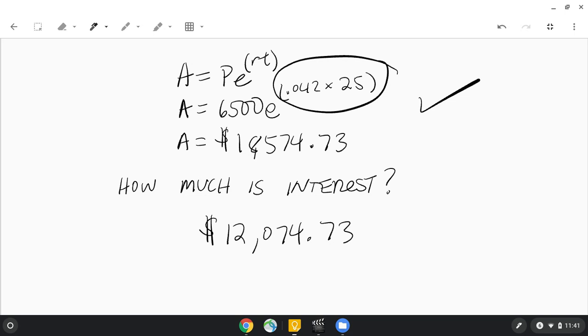But sometimes we want to know, okay, if I have $6,500 and I want to end up with, let's say, $25,000 at the end of a certain amount of time, how long would you need to let your money sit there in order to turn it into $25,000? So here we were solving for A, but there might be times when we're trying to solve for this exponent t.